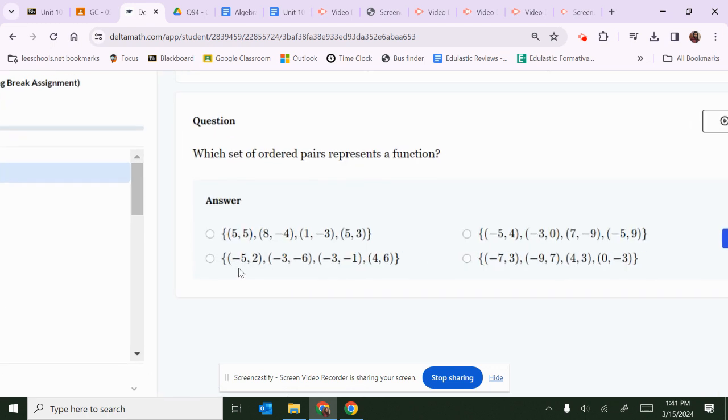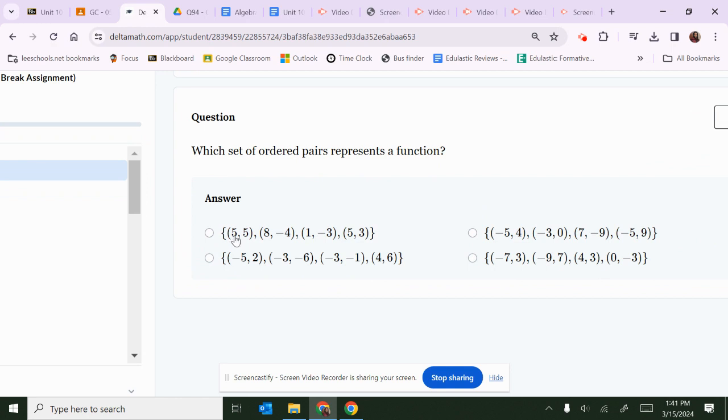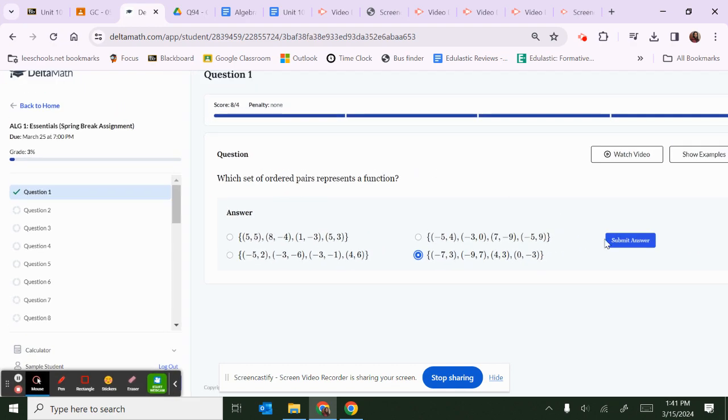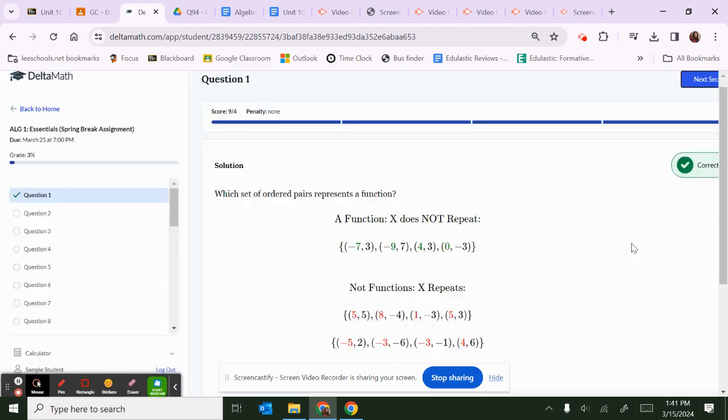So let's look for which one is a function. So function or not? Not. Which one makes it not? The 5s. All right. Function or not? Not. What makes it not? The -3s. All right. Function or not? Not. What makes it not? The -5s. Function or not? Function. All right. And that's what the question is asking for. It's asking for function. All right.